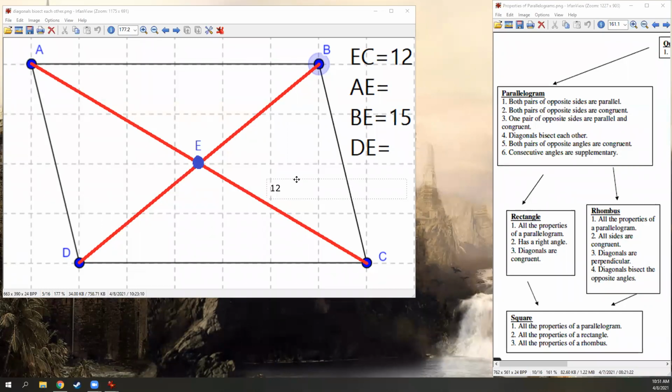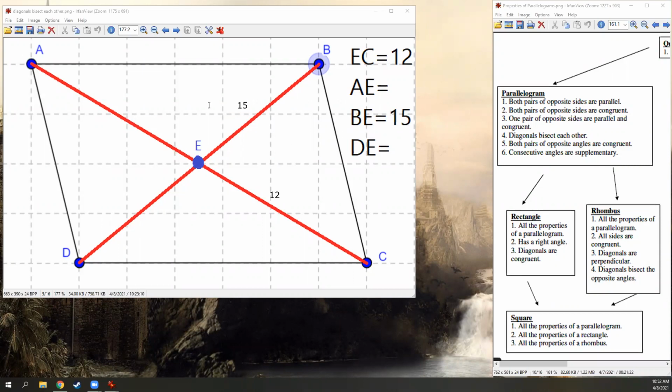All right, whatever, it's 12. From E to C is 12. And then BE, from B to E, is 15. And that's all the information they gave us. And then there's blanks for AE and DE. So we need to find AE and DE, their lengths.